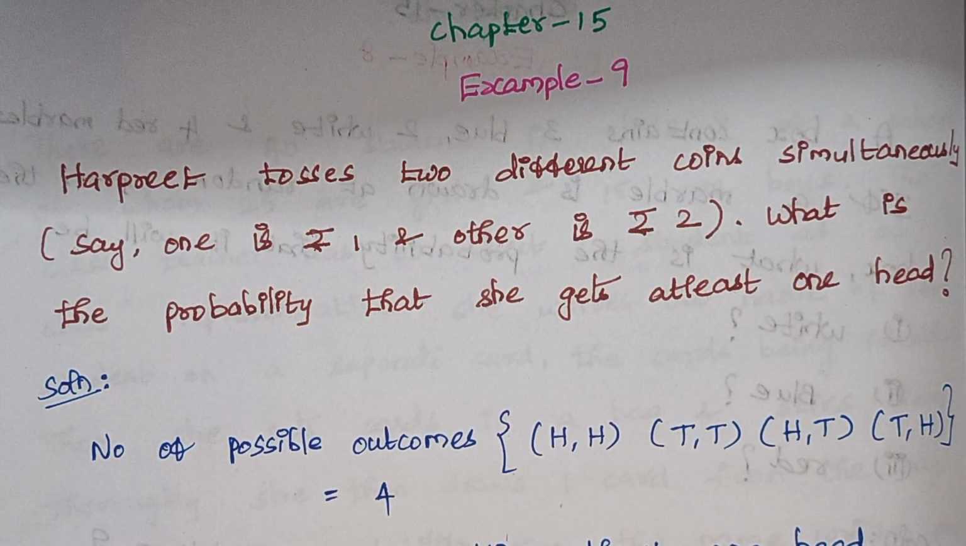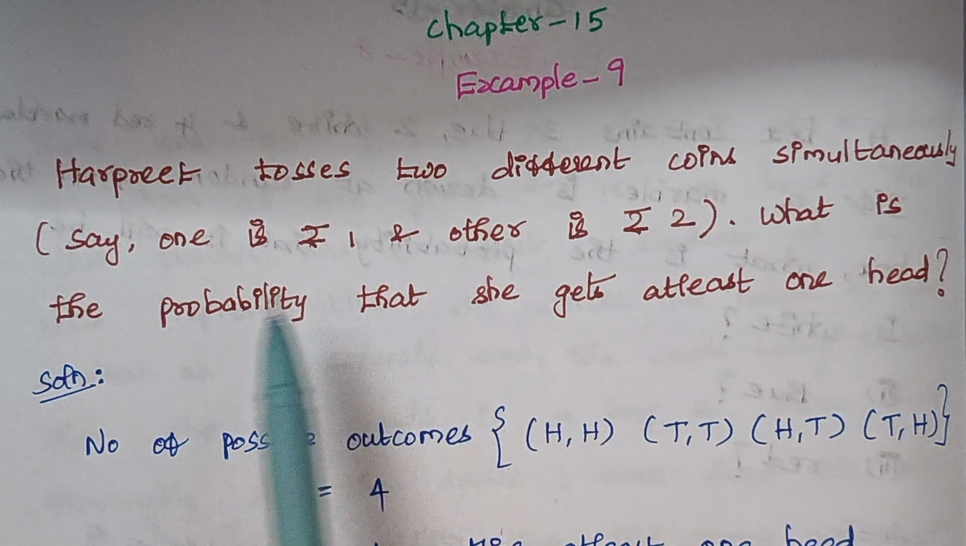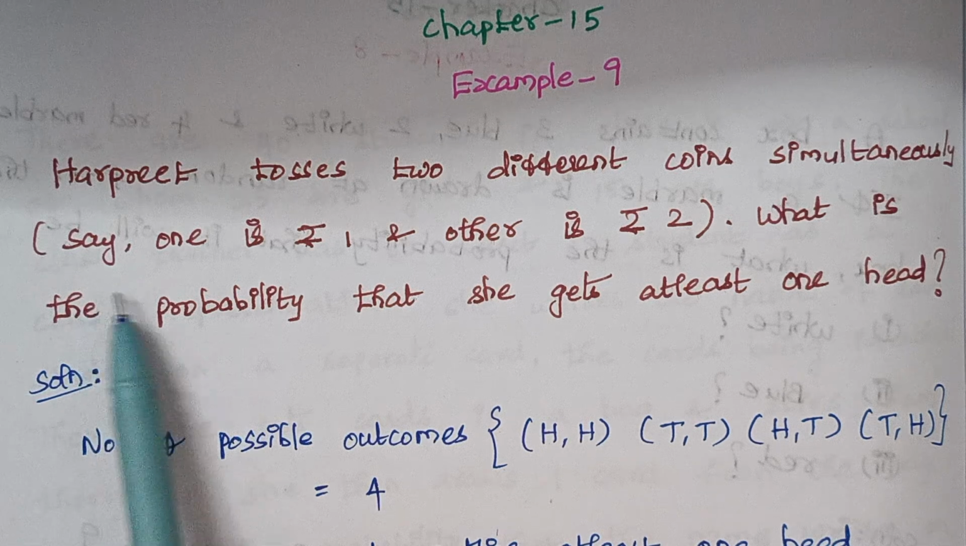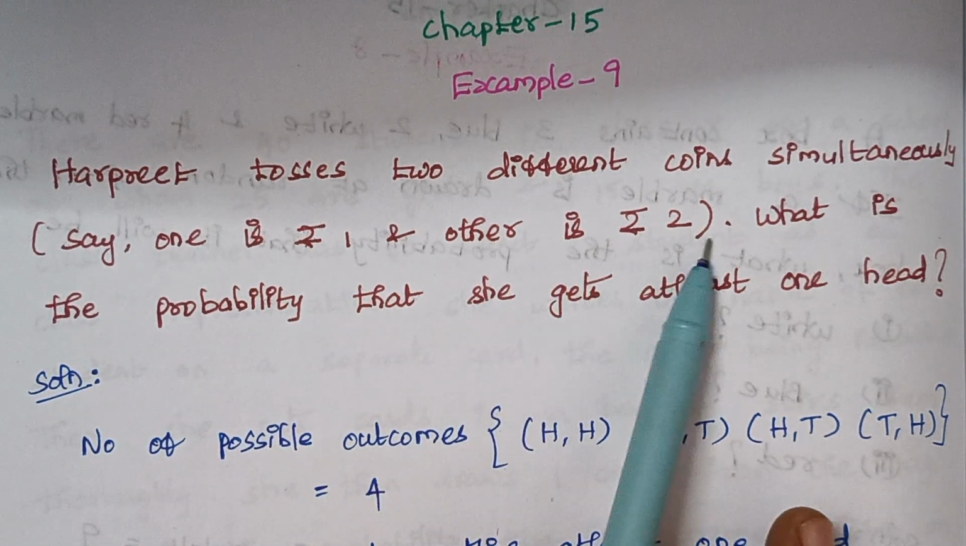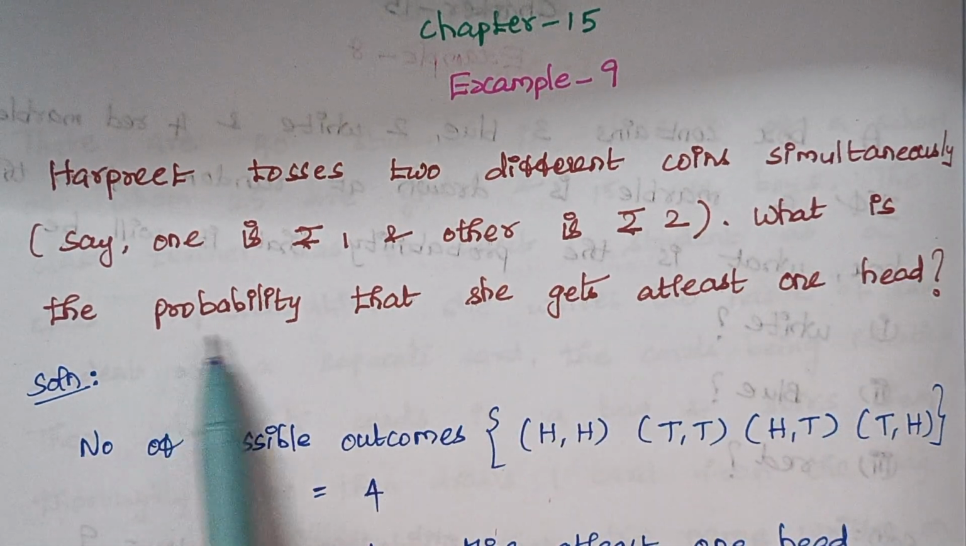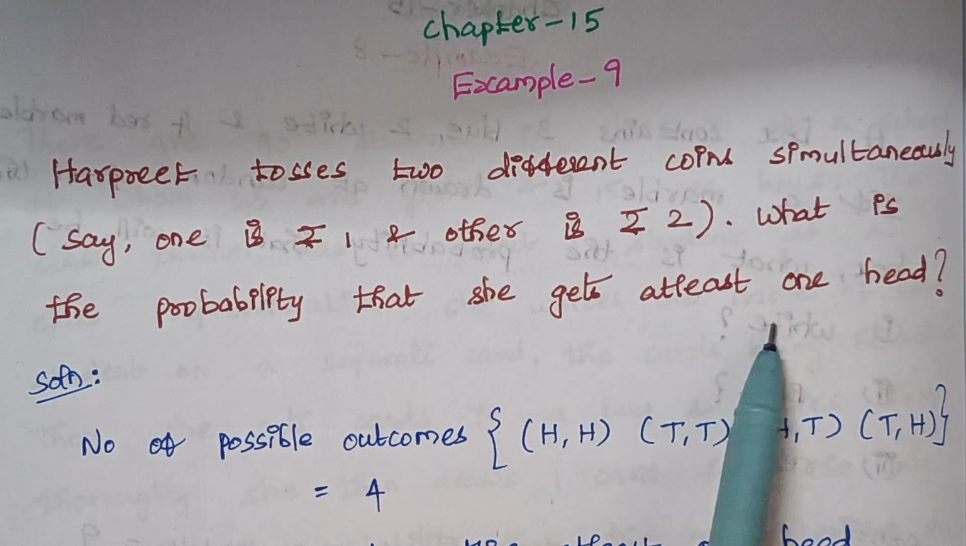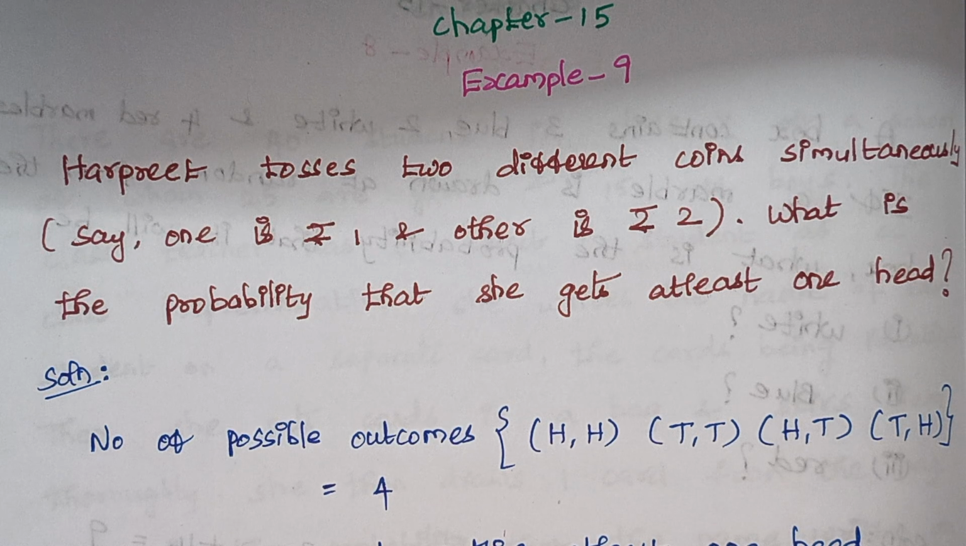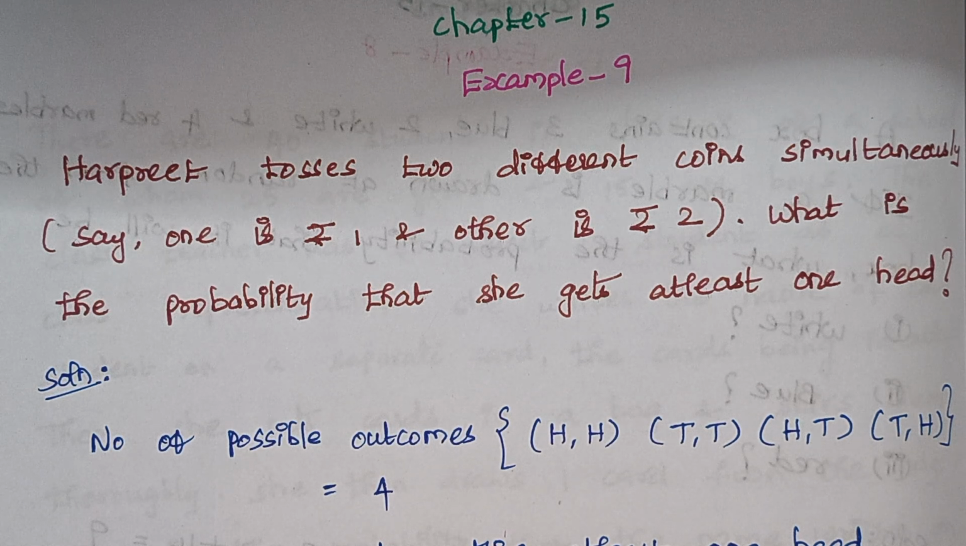Our next problem, example 9. Harpreet tosses 2 different coins simultaneously, say one is a 1 rupee coin and another is a 2 rupee coin. What is the probability that she gets at least one head? So here 2 coins are tossed simultaneously. The first thing is we have to find the number of possible outcomes.